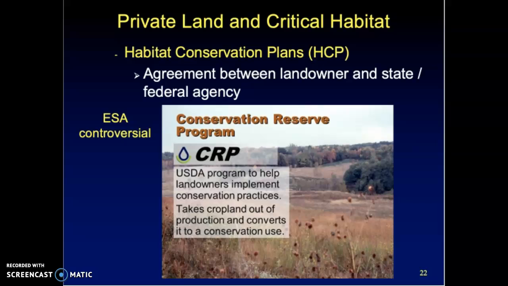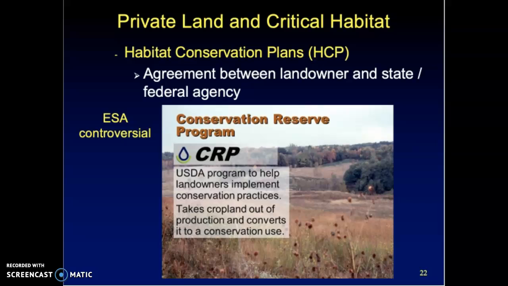So often we'll come up with things called habitat conservation plans, HCPs. These are agreements between the landowner and a state or federal agency. So you could do it with the state of Illinois. You could do this with the Fish and Wildlife Service. You could do it with national organizations, where you come up with some kind of agreement, and say, okay, how do we work together to preserve this land that will benefit species?